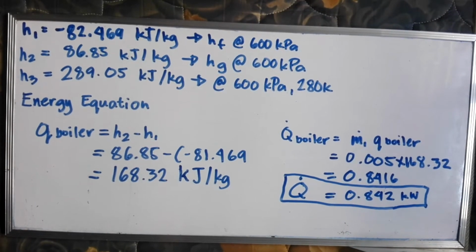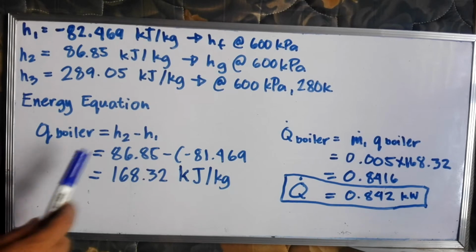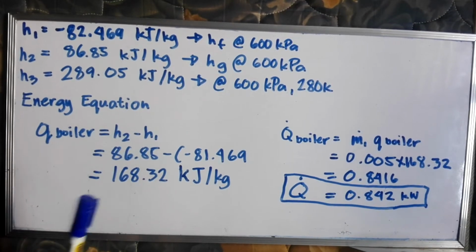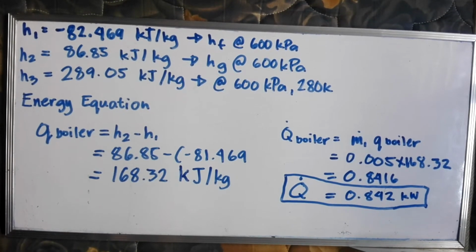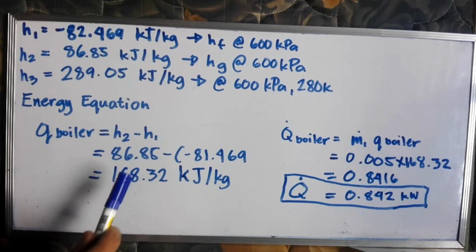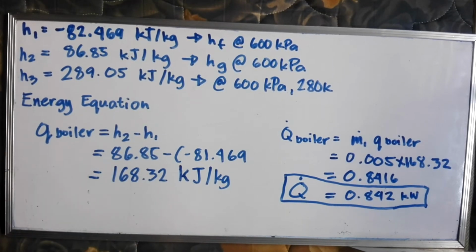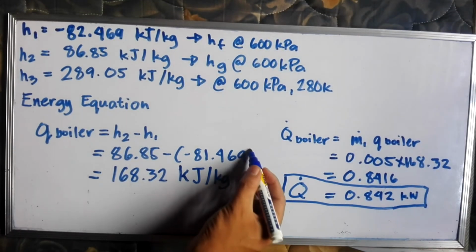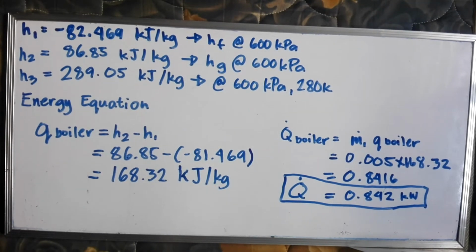So the energy equation will be Q boiler is equal to enthalpy at state 2 minus enthalpy at state 1, equals 86.85 minus negative 81.469, and that will be equal to 168.32 kilojoules per kilogram.